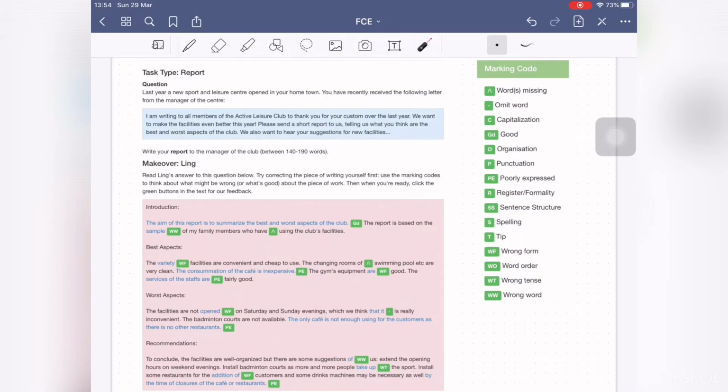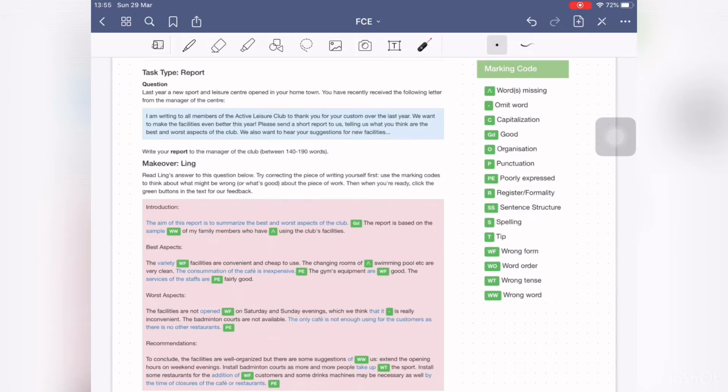Okay, in which he writes to all the members of the Active Leisure Center to ask, well, first to thank, okay, for being a customer of the center, and also to ask for their opinions about the best and worst aspects of the club. Okay, and he's also asking for suggestions for the new facilities, that is, for the equipment, for the buildings that are there in the center. Okay, and now this is the example of the report.